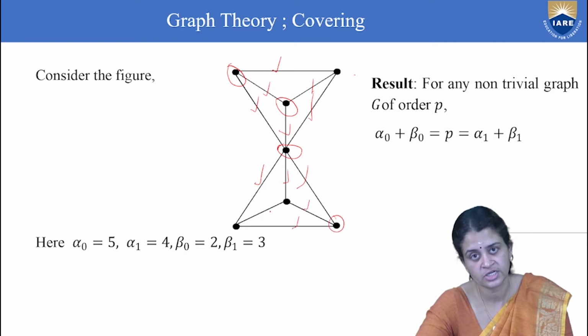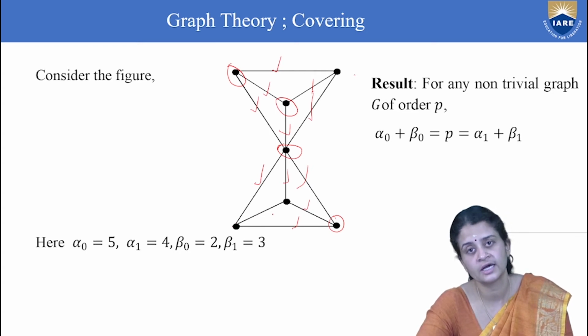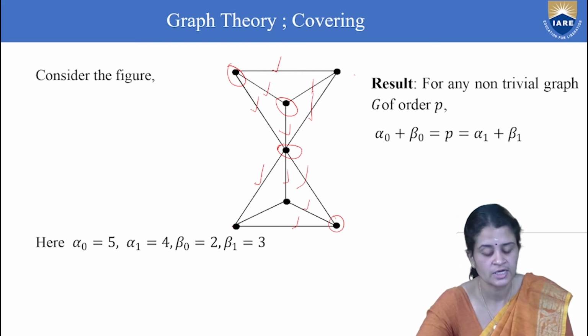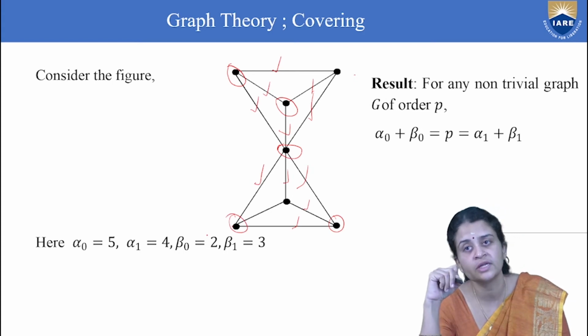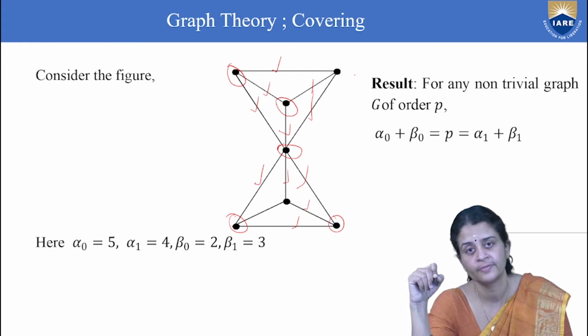But will this edge be covered? So I have to take either this or this. So what is the cardinality, the minimum number of vertices required to cover? Suppose I'm taking this vertex. What is the minimum cardinality of vertices to cover this edge? It is 5.